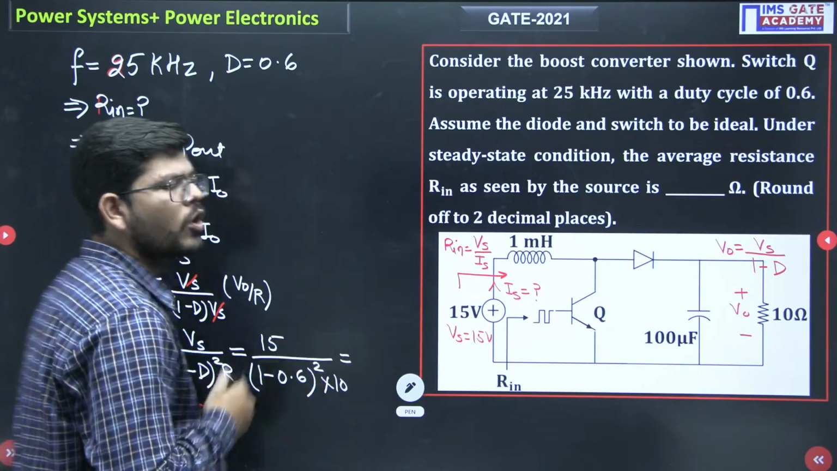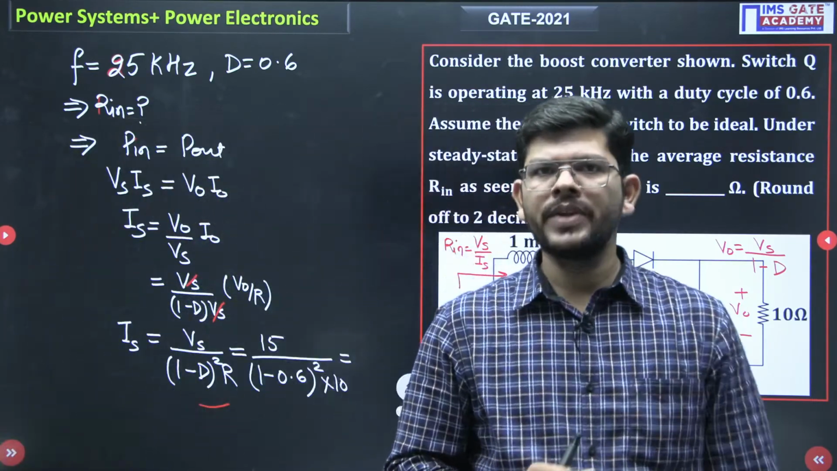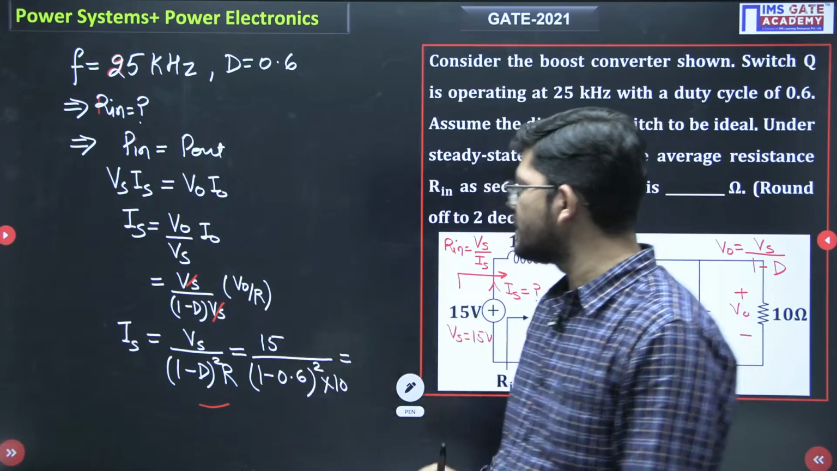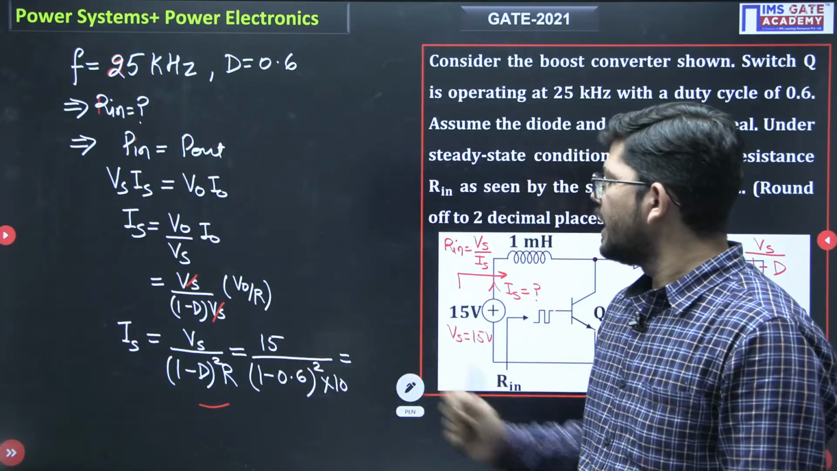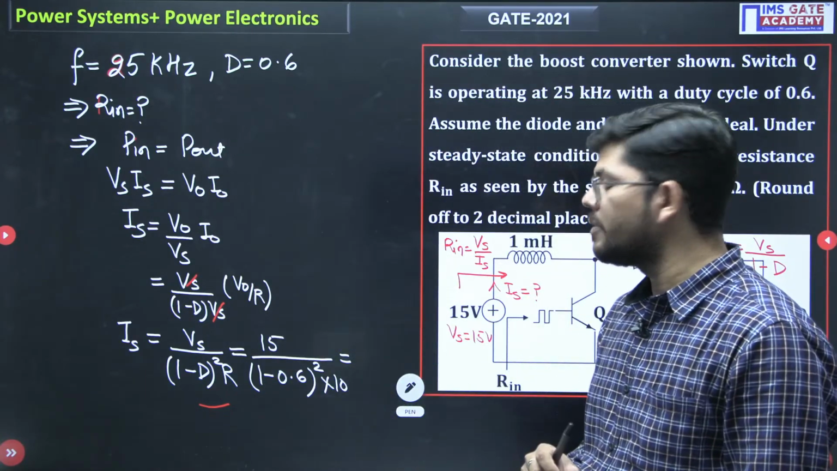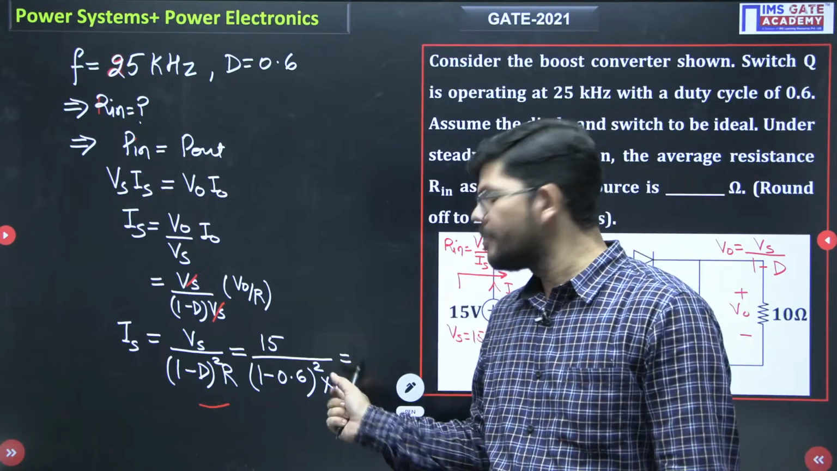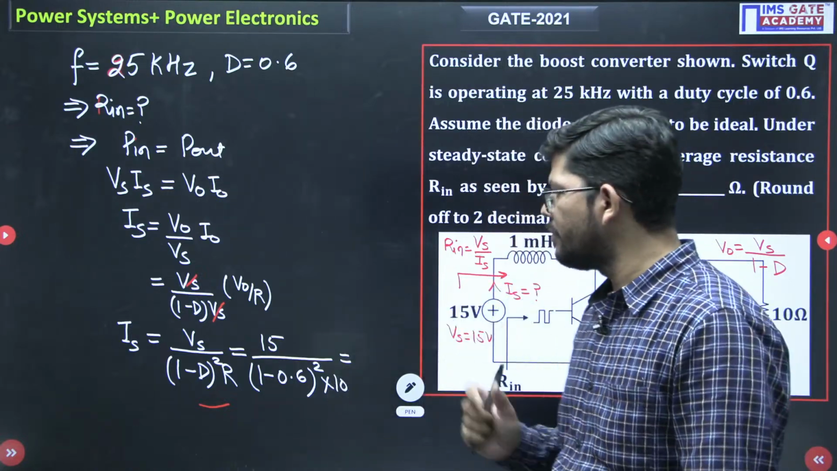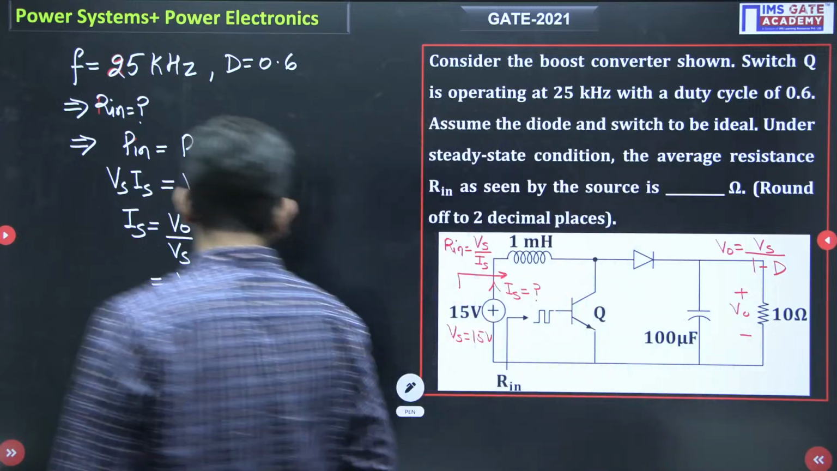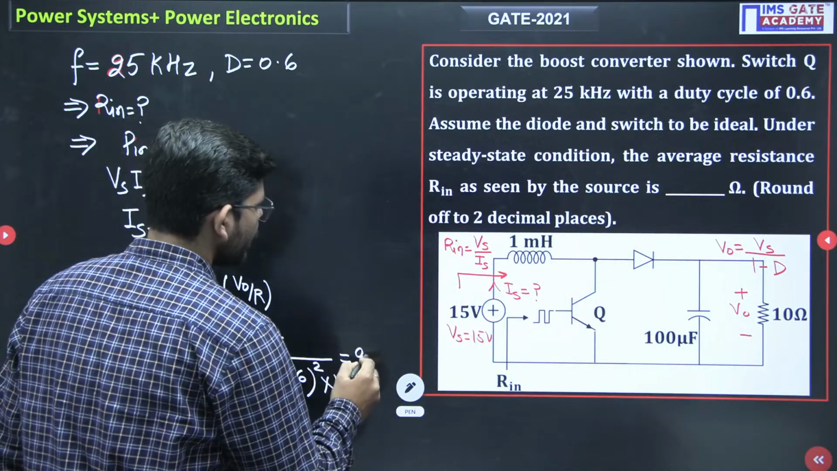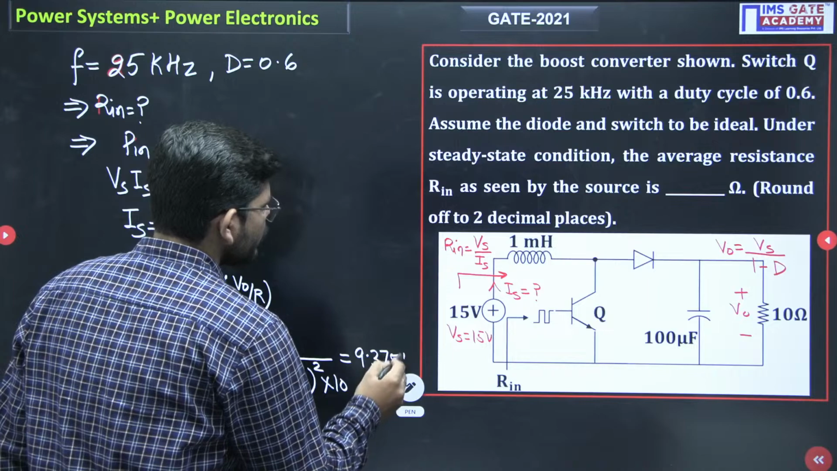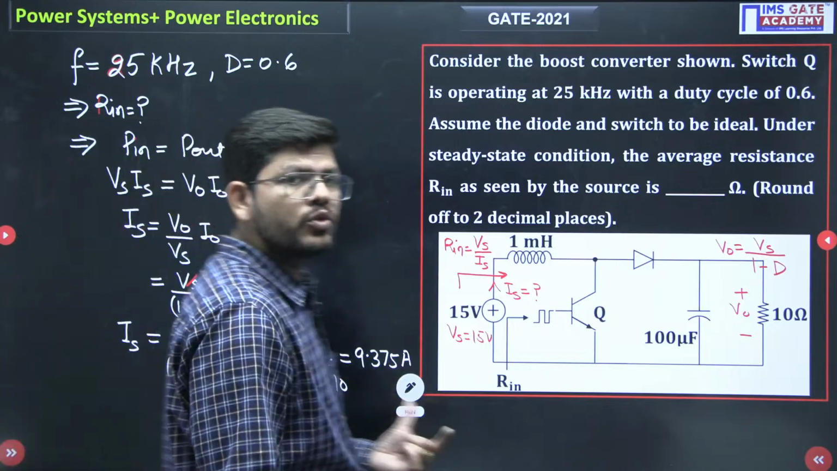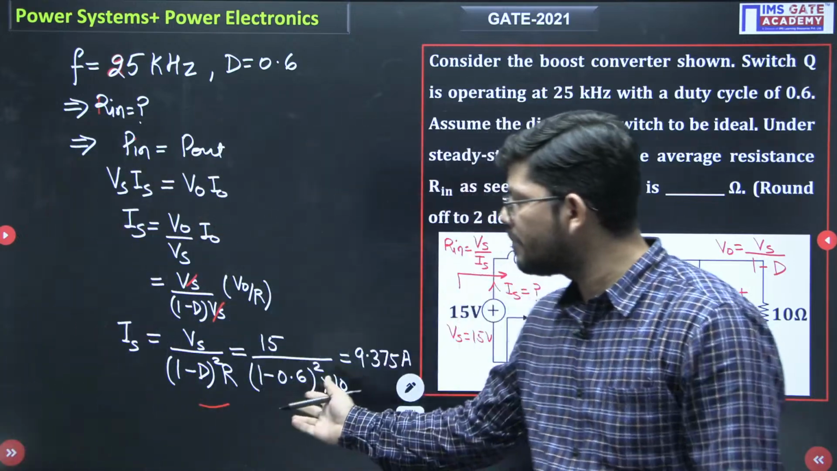Now when you solve this, how much answer are you getting? 15 over 1 minus 0.6, which is 0.4 square, into 10. So 0.4 square will be 0.16 into 10. You will get 1.6. So 15 by 1.6, it will be 9.375. So that will be the source current. That will be the source current value.